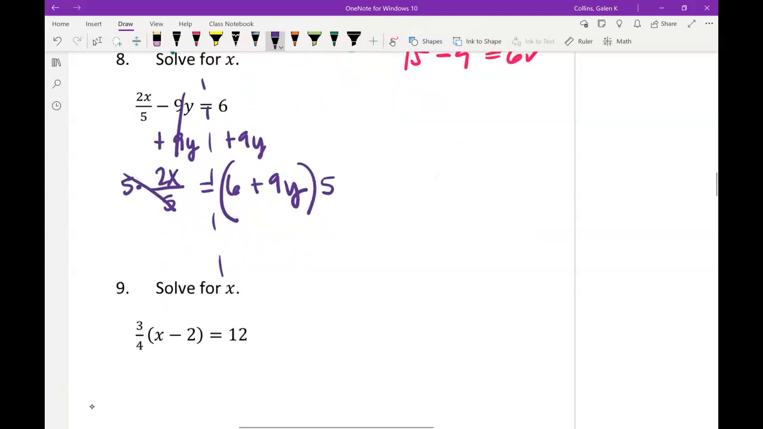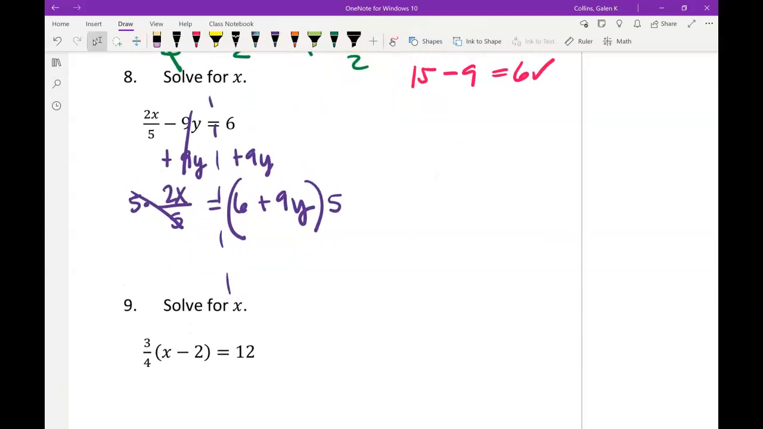But it would be incorrect to only multiply one of those numbers by 5. We must multiply both by 5. All right, and then in our last step, so right now, let me rewrite this, it's a little muddy. We have 2x equals, I don't care if you distribute or not, but I'm going to distribute just to clean it up a little. So 5 times 6 is 30, 5 times 9 is 45. So 5 times 9y is 45y.